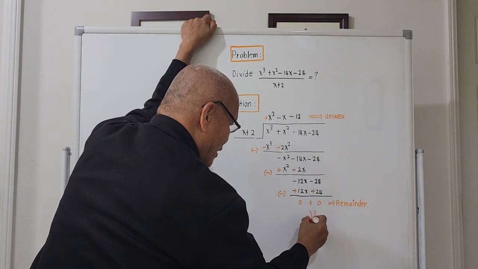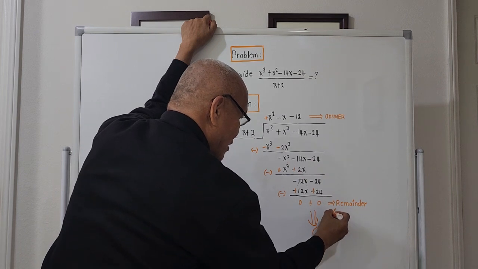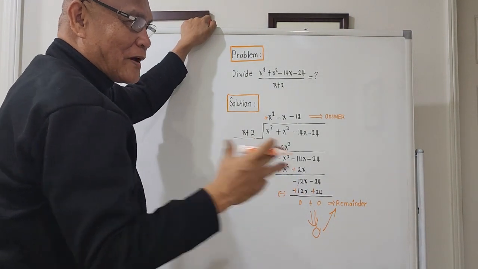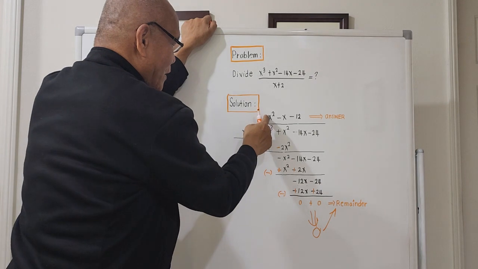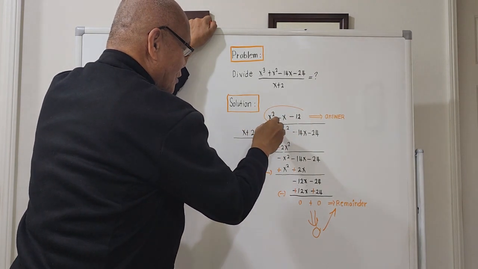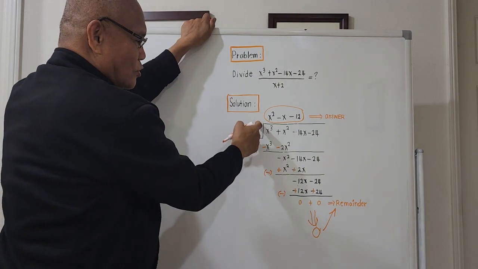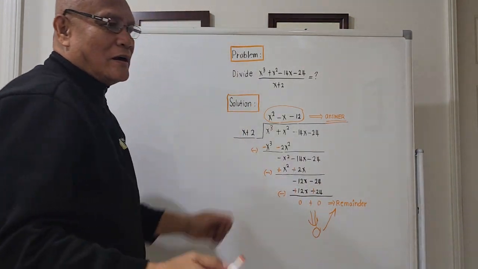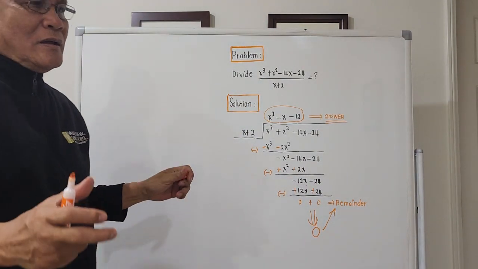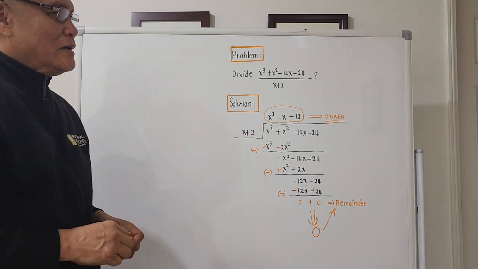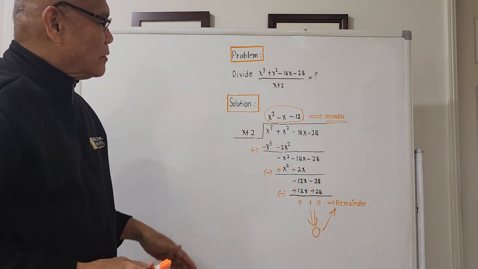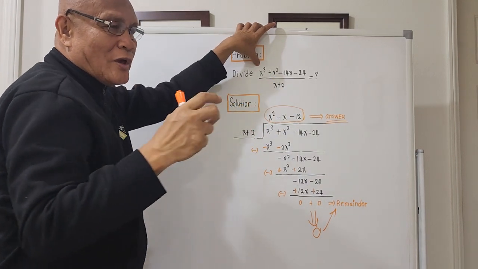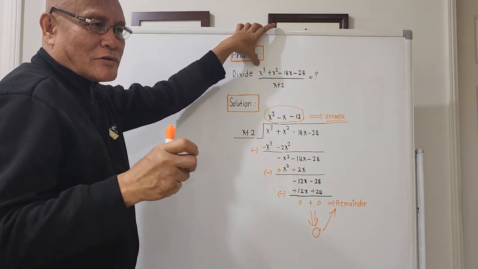And actually, the remainder here is 0. As soon as the remainder is 0, we have arrived at the final answer. So the resulting answer after the division is x squared minus x minus 12. That's our final answer. That is the way we divide a numerator and denominator if the power on the numerator is greater than the power on the denominator. We call that long division or synthetic division.